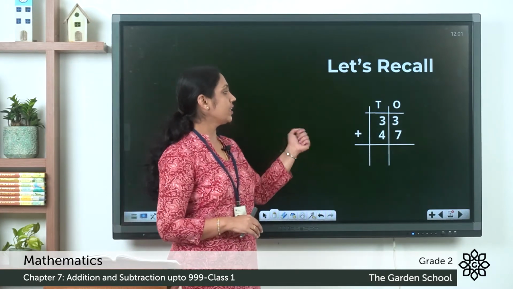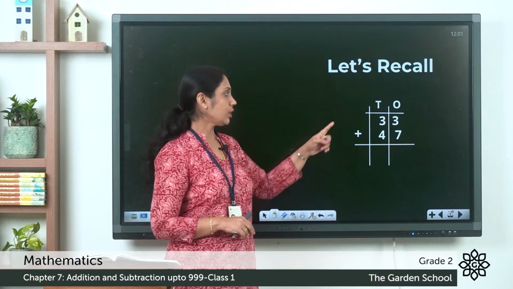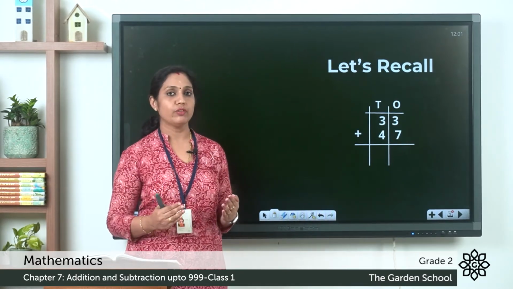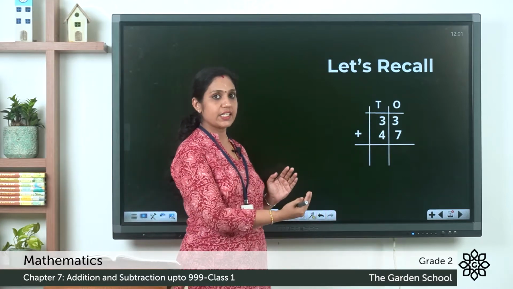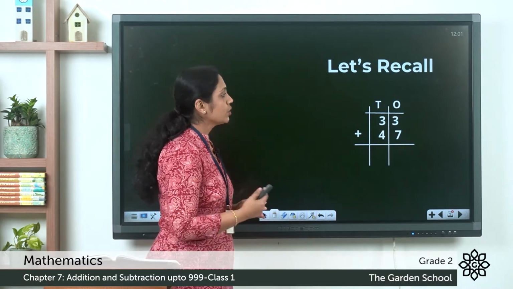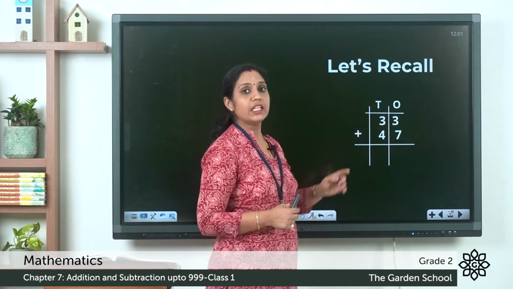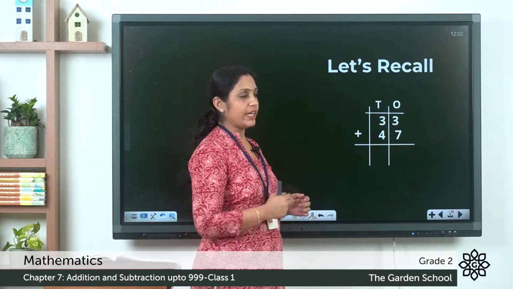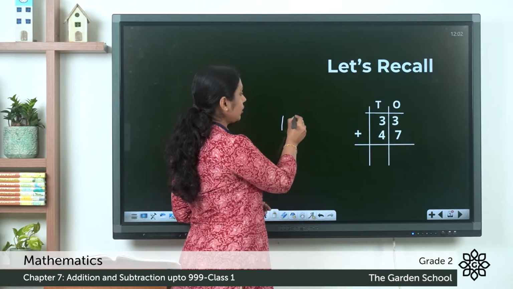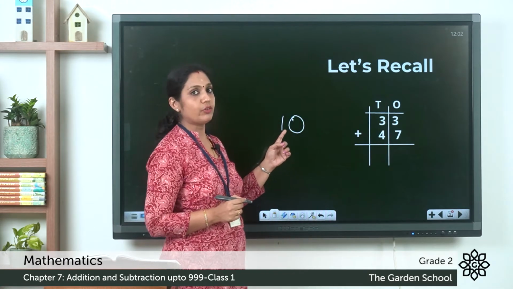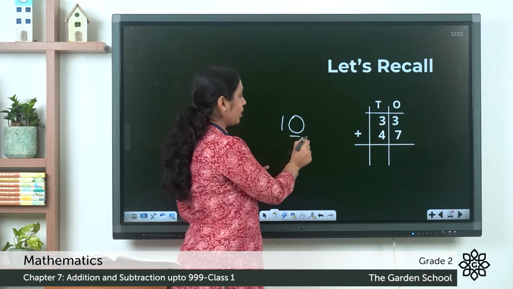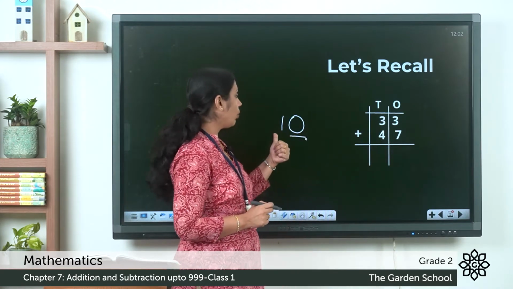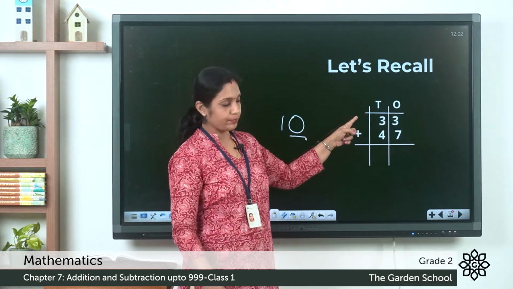Let's do one more sum. Here it is 33 plus 47. Both are two-digit numbers. When we get two-digit numbers, what do we have to do? We have to add from the right side, that is from the ones position. Here in the ones position, we have 3 plus 7. How much is 3 plus 7? It is 10. So what do we have to do? We have to write the 0 in the ones place, and carry over 1 to the tens place.